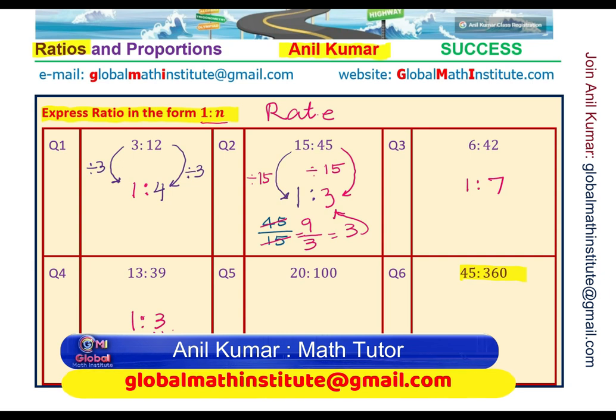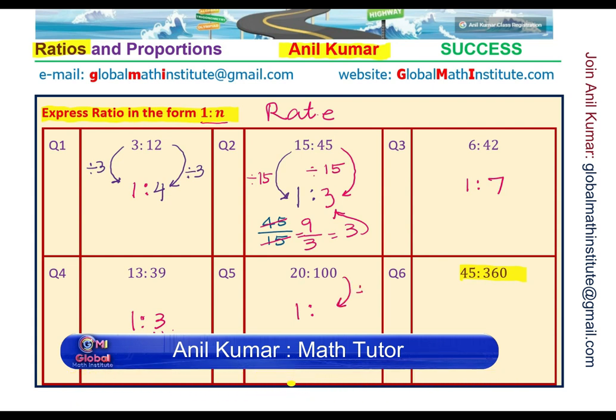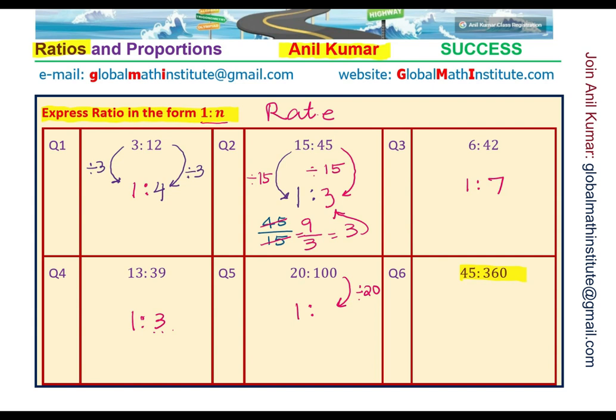20 to 100. So we want to write 1 here. That means I have to divide 100 by 20, so we have to divide by 20. Zeros cancel. 10 goes 5 times. So 1 is to 5 is the answer in the simplest form 1 to n.